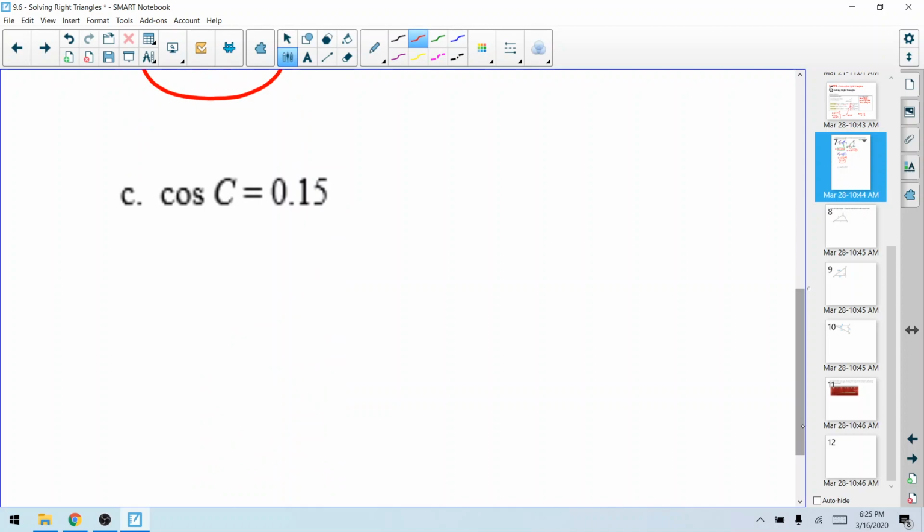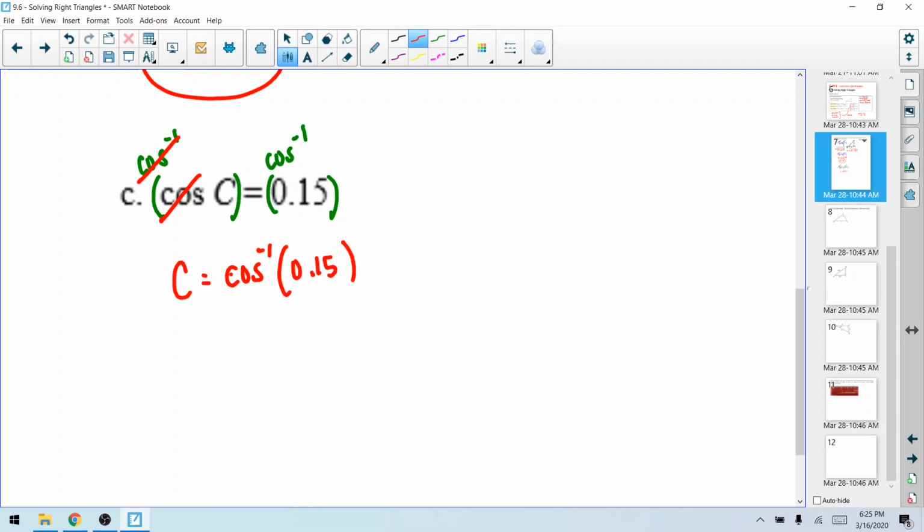Letter C. Cosine of C, 0.15. Same thing as before. You want to get C by itself. The way you get rid of a cosine, you take an inverse cosine. If you do it on the left, you have to do it on the right. Cosine cancels inverse cosine. C drops out. Then you have the inverse cosine of 0.15, and then grab your calculator. So trig, inverse cosine, 0.15, and then C is approximately 81 degrees.